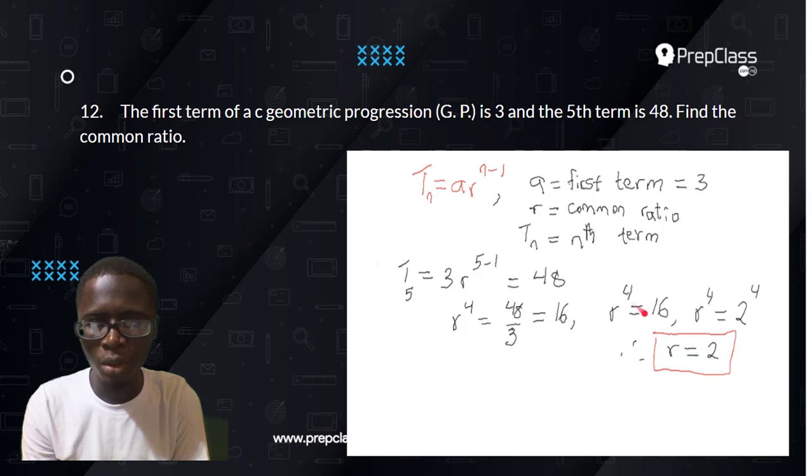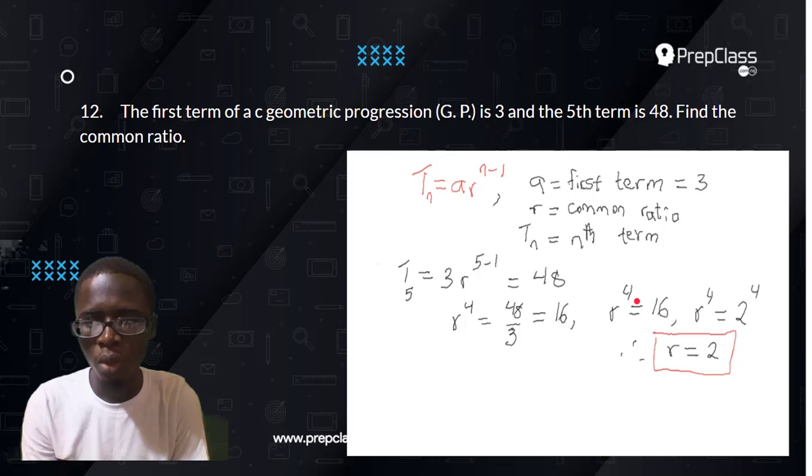So r raised to the power 4 is equal to 16 can be expressed in this format. That is 2 raised to the power 4 is the same thing as 16. So it directly means, by comparing the bases of this power of 4, that r is equivalent to 2.